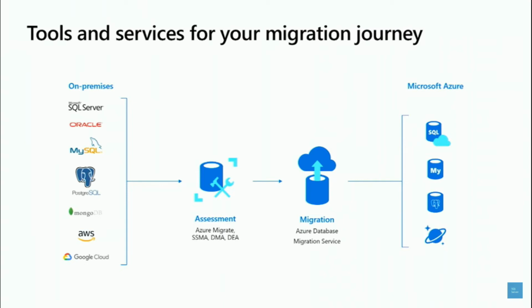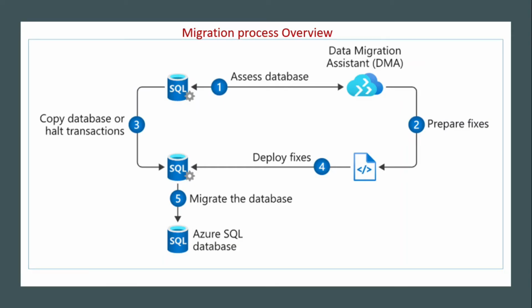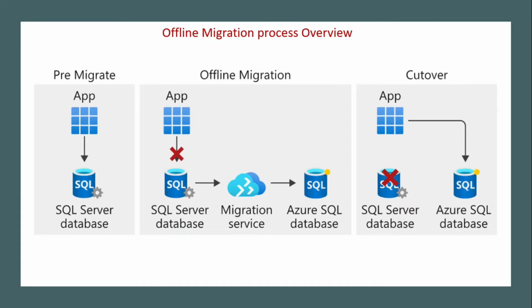And the different tools that we use are DMA, which is Data Migration Assistant, and then DMS, which is Azure Database Migration Service. Coming to the migration process overview, as I told you, offline migration and then online migration. The total number of steps: first is to assess the database and prepare for any of the fixes that are required to make it compatible to get onto Azure, and then deploy those fixes and then migrate the database. So this is how the approach goes, and we would use the DMA and check how to fix that, even before migrating.